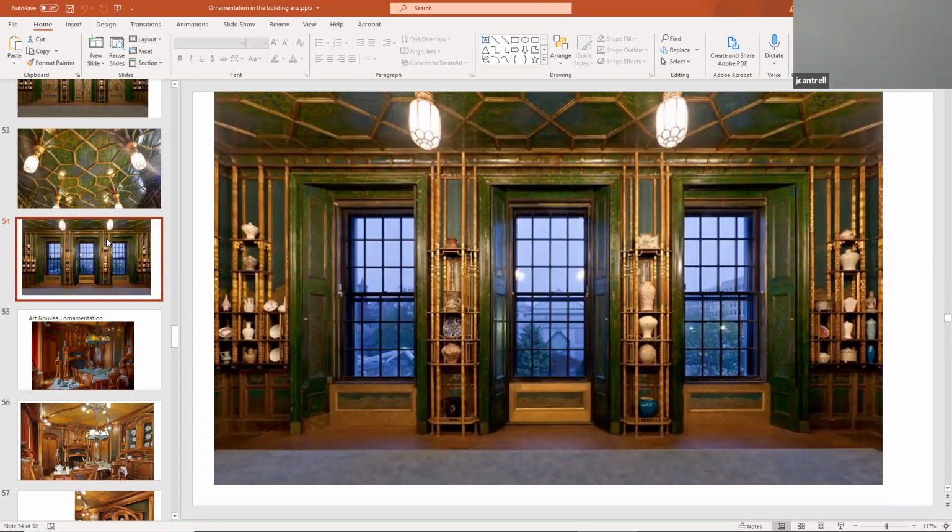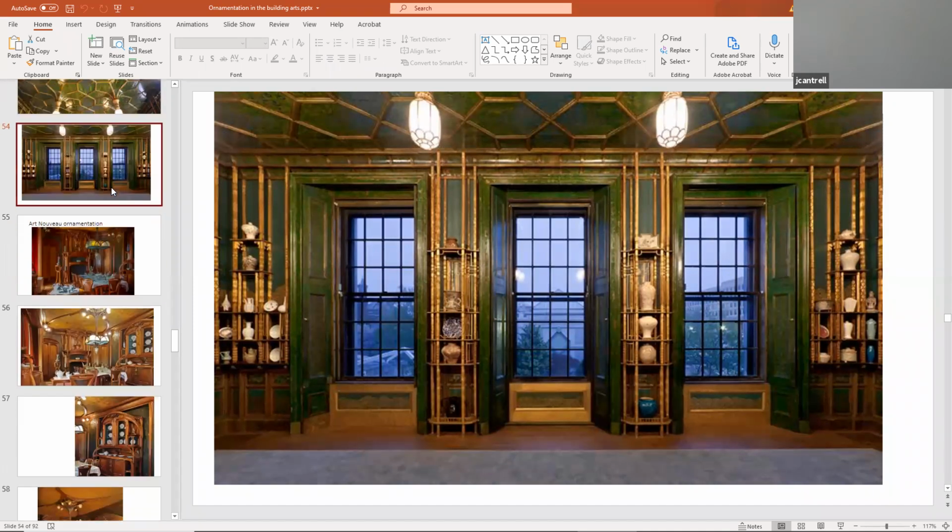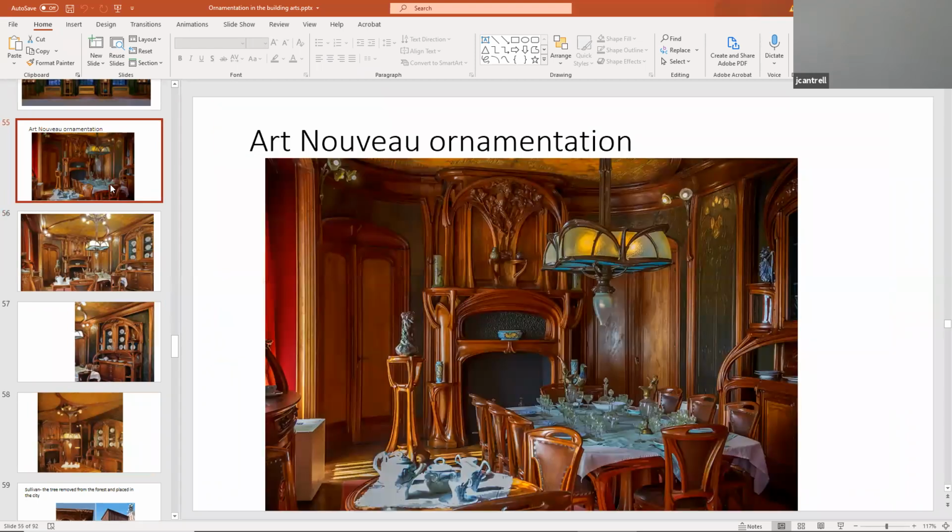So what's interesting is that the decoration becomes a functional element. The little stylized bamboo panels in between the windows actually become shelves for the ceramic objects. So it's interesting where the decoration becomes a complete integral part of the interior, the facade. The same thing with this interior and with this interior, Art Nouveau ornamentation.